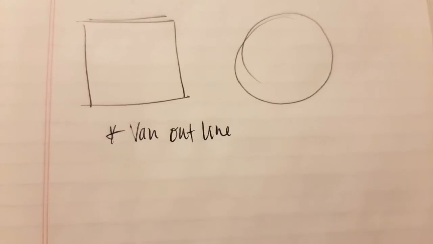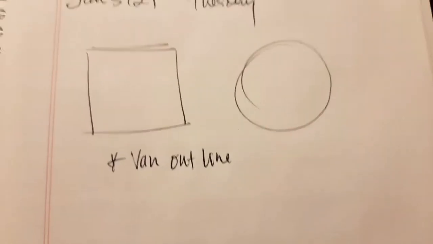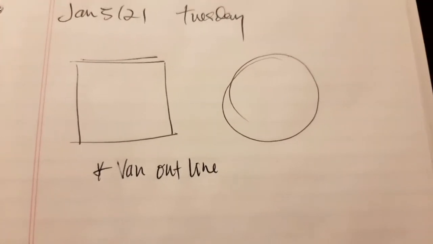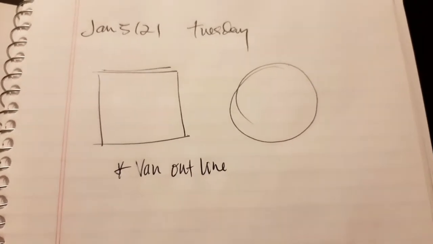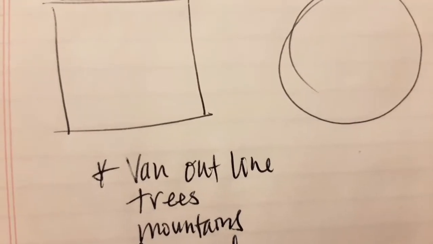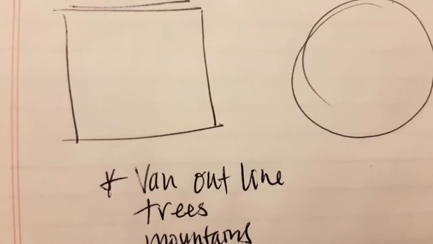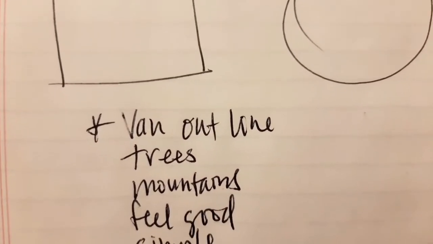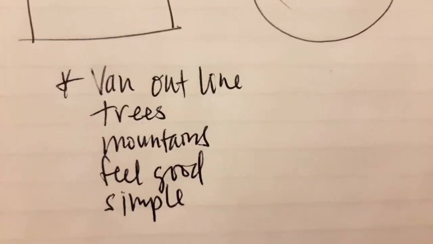What else do I want my van to contain? No, not van, logo. What else do I want on my logo? So I'm going to start listing them out here. And I've got my little list here. So I want it to have trees, mountains, so like a feel good to it. And I like to keep it simple.